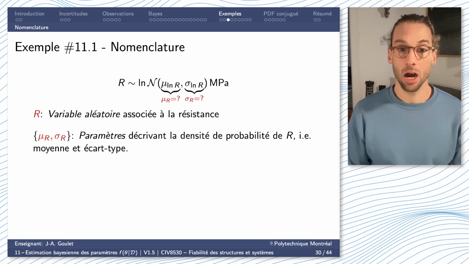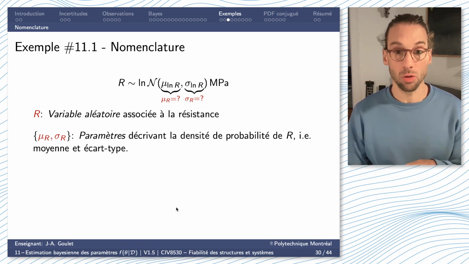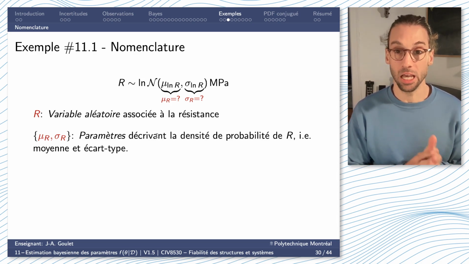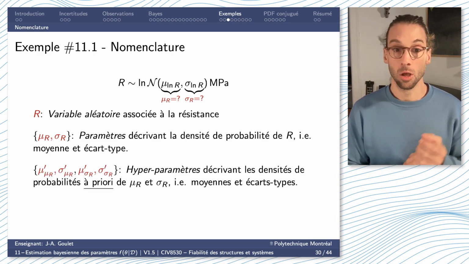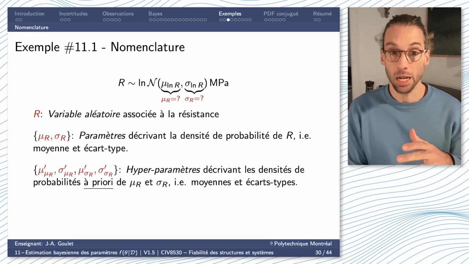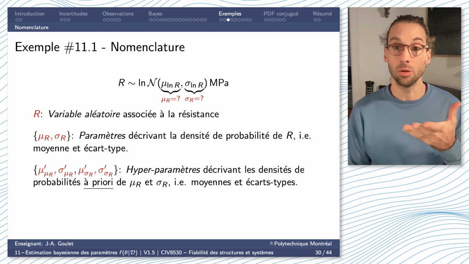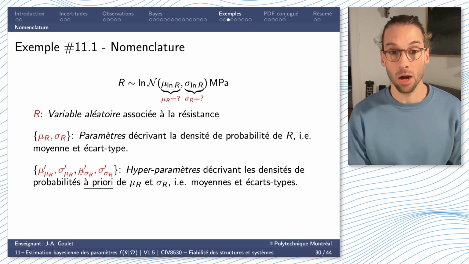So again, if R is the resistance of my concrete described by a log normal, mu R and sigma R are the parameters describing the probability density of that resistance itself, so the mean and the standard deviation. The mean of mu R and the standard deviation of mu R, the prime, describe that these are the prior knowledge or the prior quantities. I have the same thing for sigma R: the prior mean of sigma R and the prior standard deviation of sigma R.